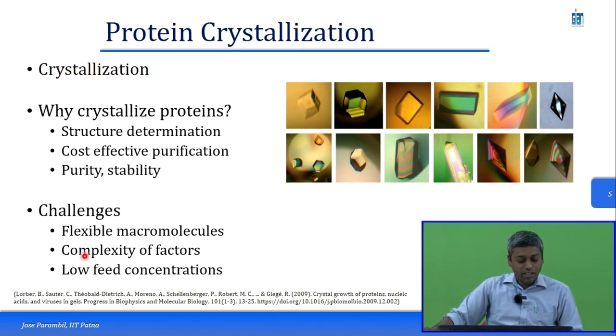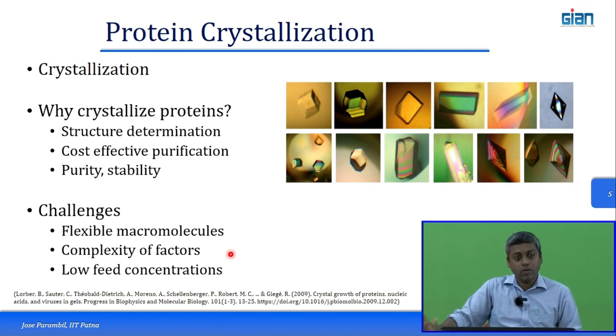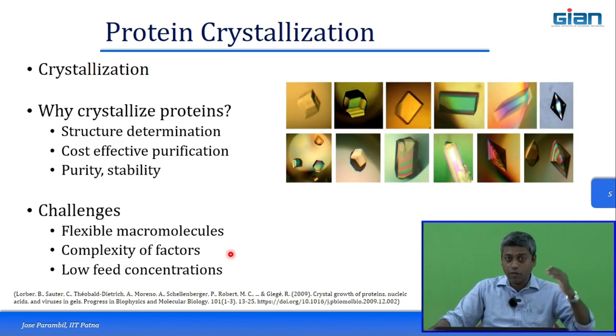So the complexity of factors, we will soon see that for protein crystallization there are a number of factors which affect it. Unlike small organic molecule crystallization, where there are only maybe 3 or 4 parameters, as long as you're able to control those you can get a really reliable crystallization. But in protein crystallization, the number of factors increases significantly, which increases its complexity as well.